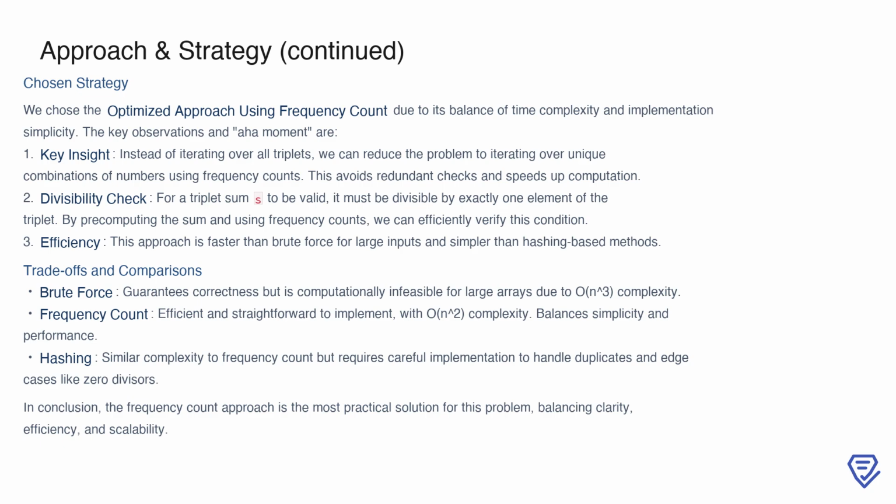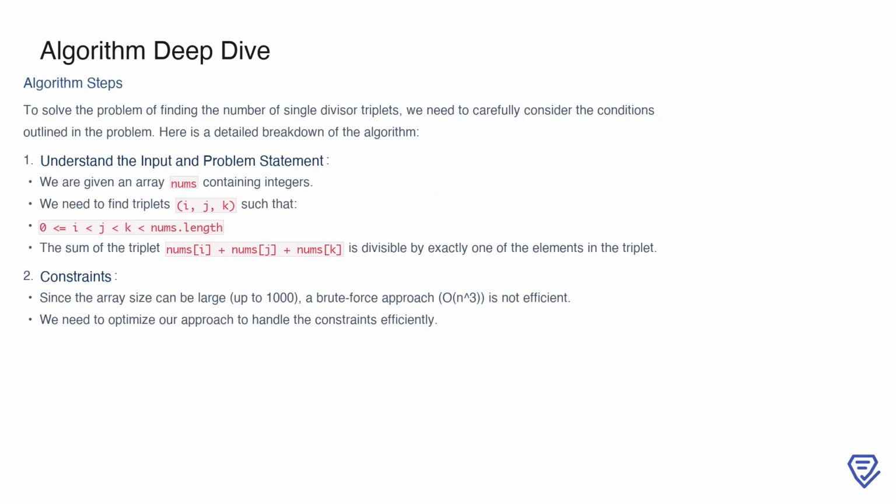This approach offers a good balance between simplicity and performance, with a time complexity of n squared. While the brute force method guarantees correctness, its n cubed complexity makes it unsuitable for large inputs. The hashing-based alternative, though effective, requires careful handling of edge cases and is slightly more complex to implement. Thus, the frequency count approach stands out as a clear winner, combining clarity, efficiency, and scalability for solving this problem effectively.